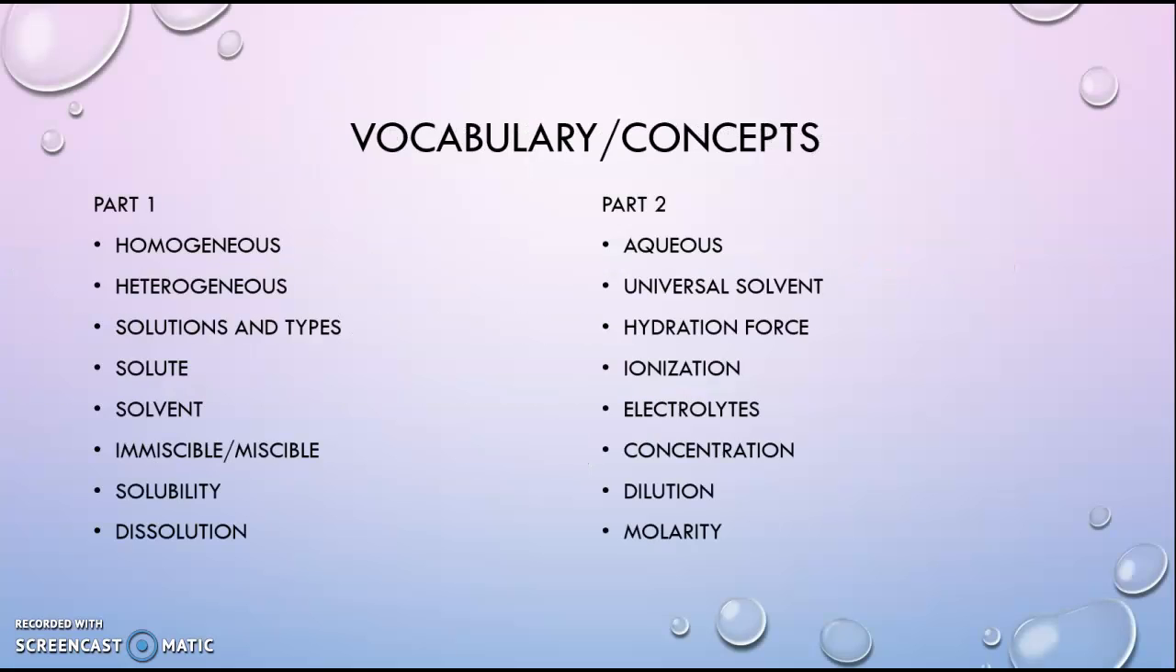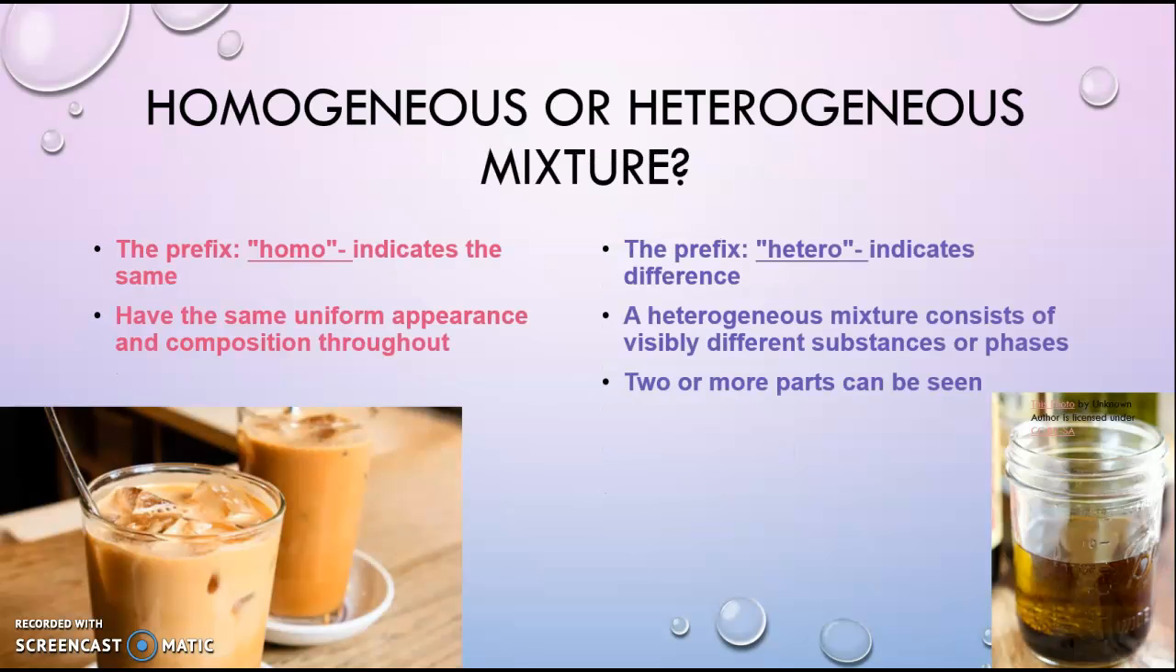In this video, let's go over part 1, vocabulary and concepts. Alright, so homogeneous or heterogeneous mixtures. Mixtures can be homogeneous or heterogeneous. If a mixture has the same composition throughout, it is called homogeneous, meaning same. You can't see the separate components in the mixture.